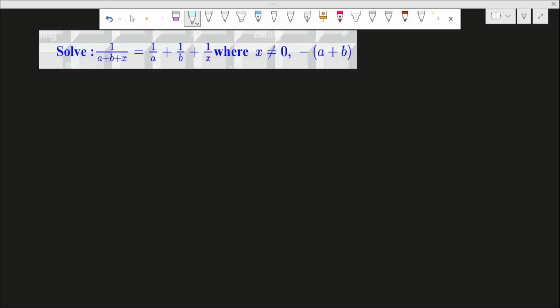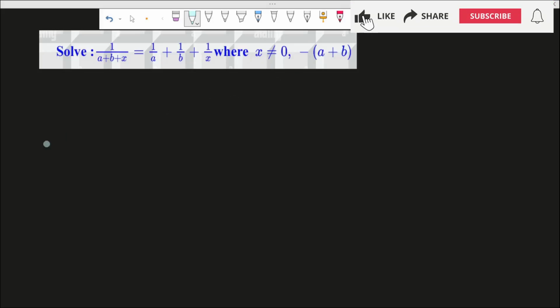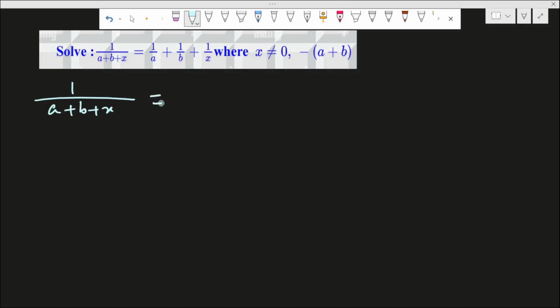Here is the question: solve 1 by (a plus b plus x) is equal to 1 by a plus 1 by b plus 1 by x, where x is not equal to 0, and x is not equal to minus (a plus b). First, writing the question: 1 by (a plus b plus x) equal to 1 by a plus 1 by b plus 1 by x.